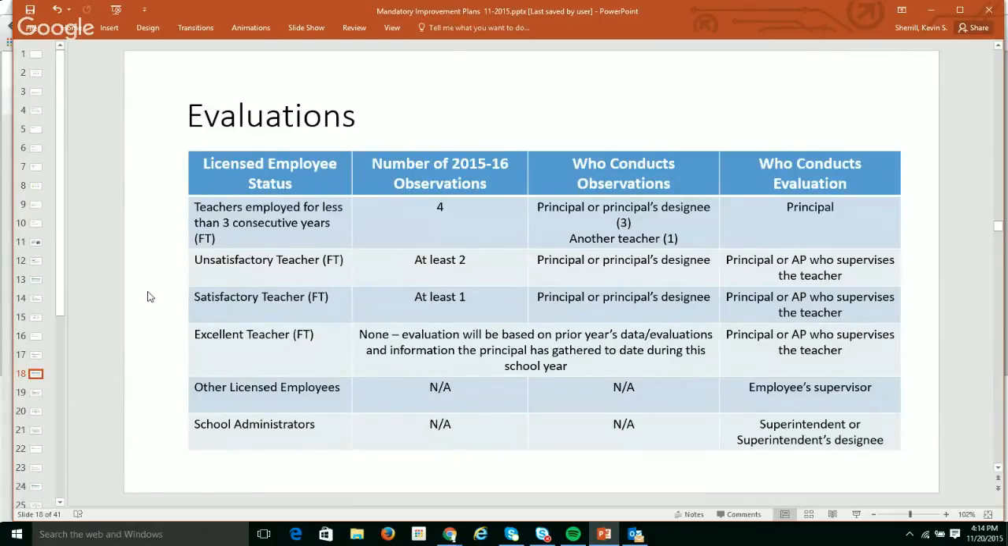So, print this out or keep it near you if you can't remember where the different categories fall, but there's your chart that combines that observation and evaluation requirement.